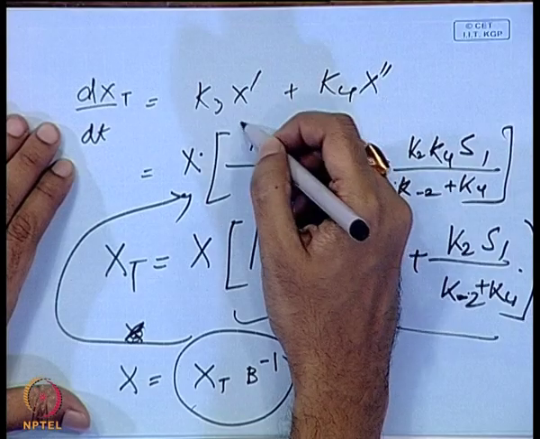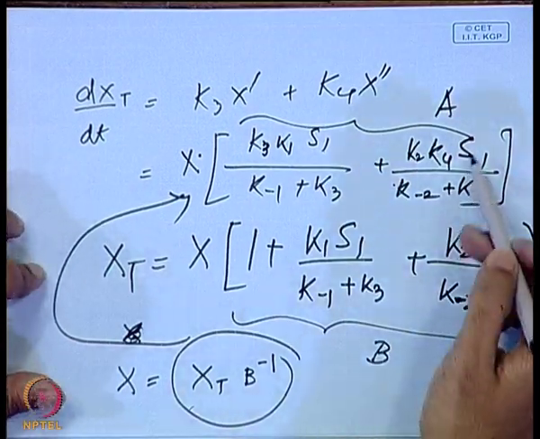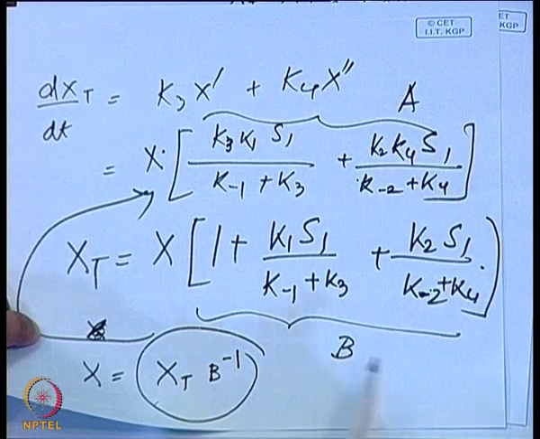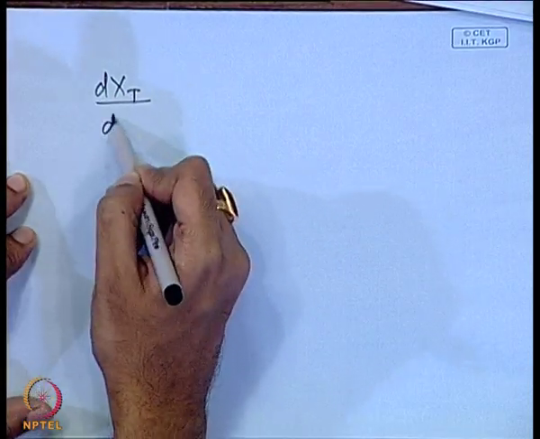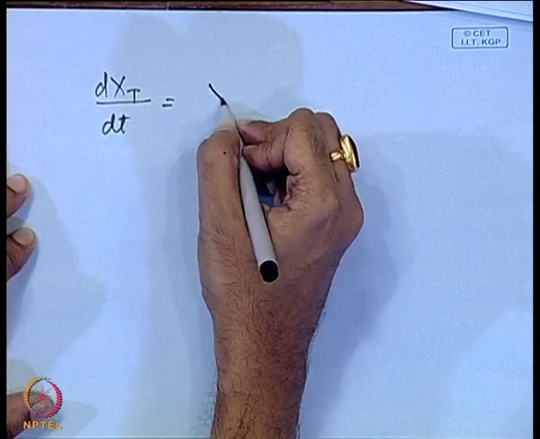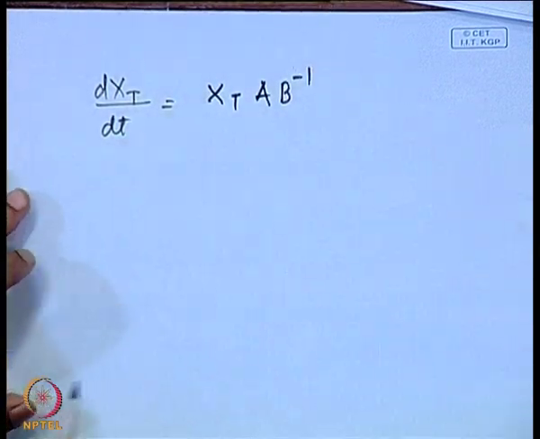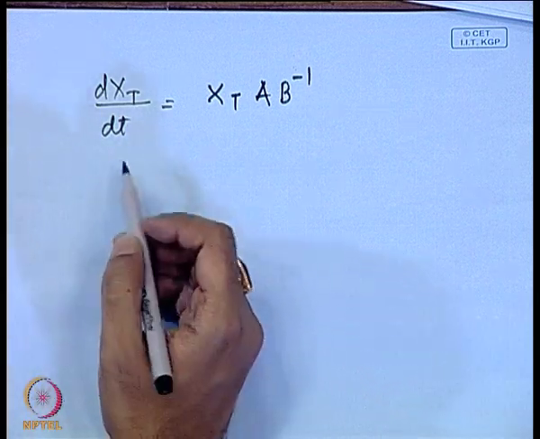And let us call this thing a. This term is a, this term is b. Then what you have is dx dt equals x t times a times b inverse. Right. Now, what is my mu?